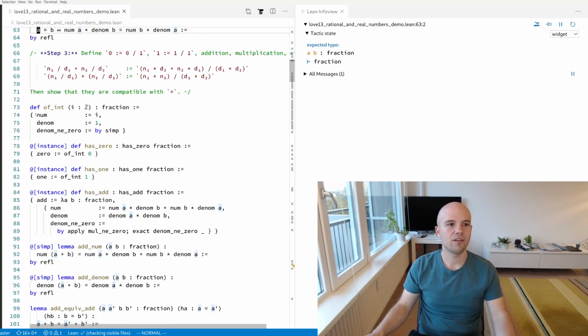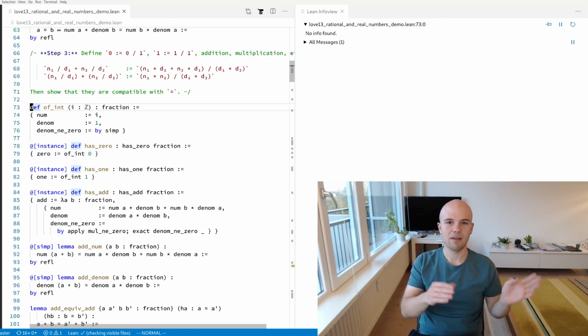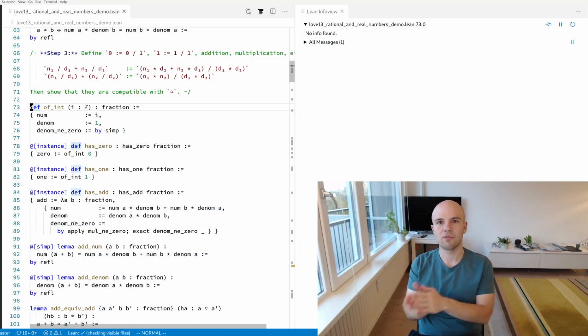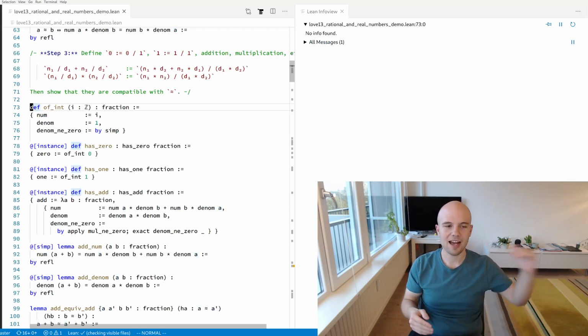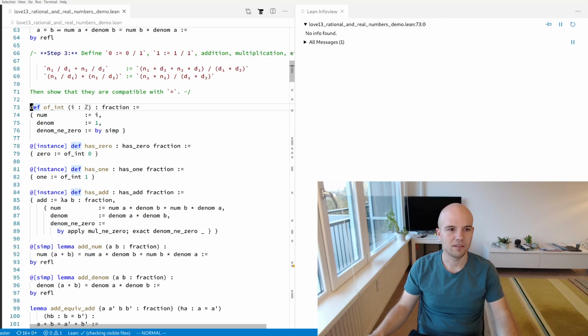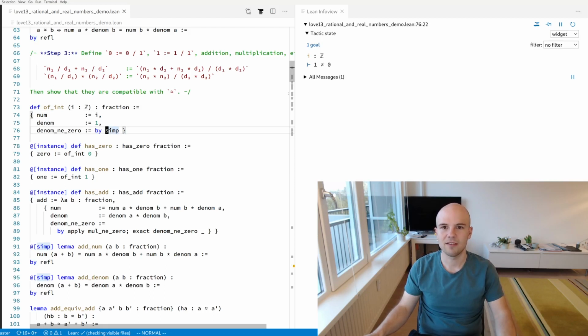Okay, so first of all, we write a function that takes an integer and maps it to a fraction representing this integer. So we map the integer I to the fraction I divided by 1. Which means it has the numerator I, it has the denominator 1, and the proof is by sim. So we need to prove 1 not equals 0.